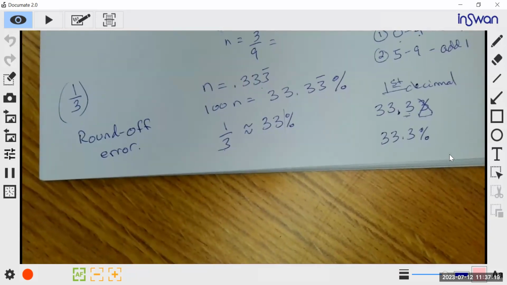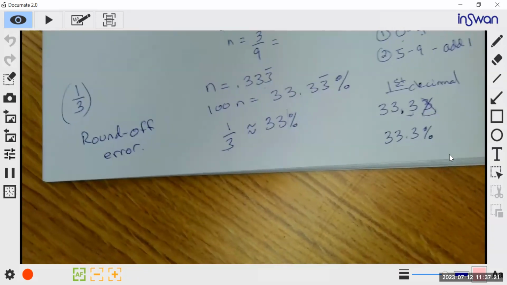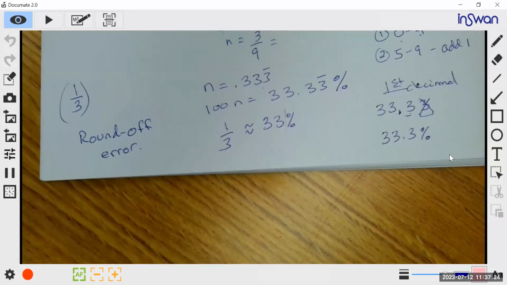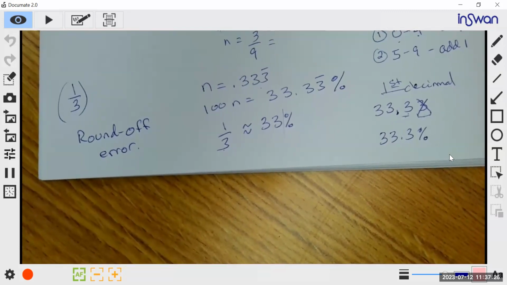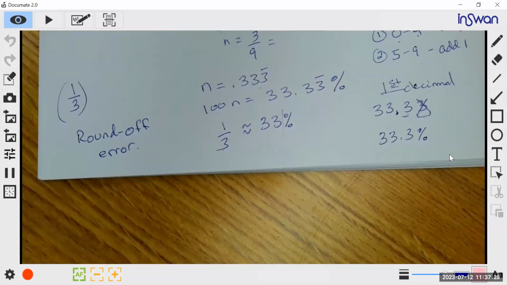We're going to pick this up tomorrow in class. We'll finish up this first chapter and then we'll start chapter 2 on Friday.